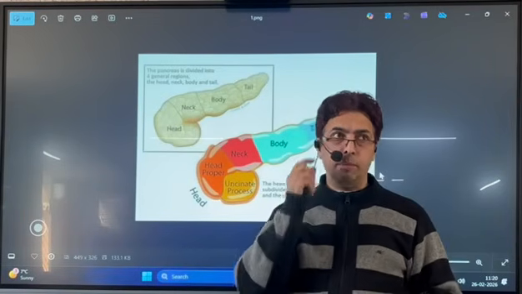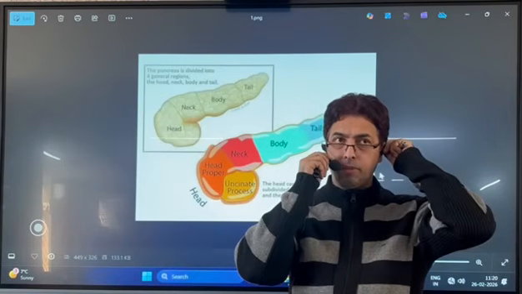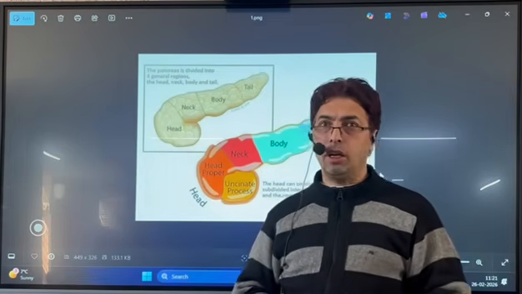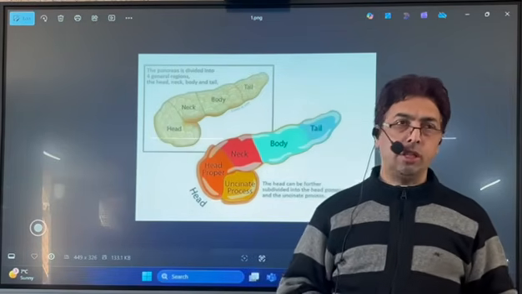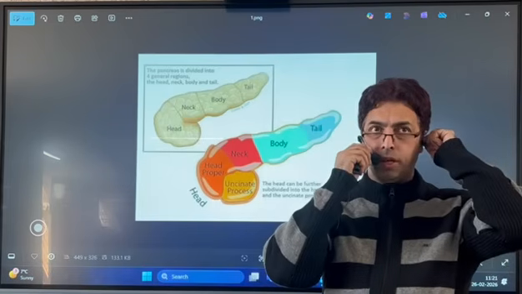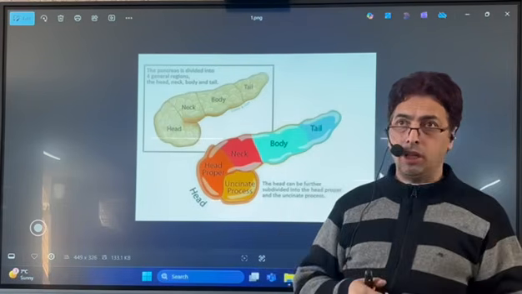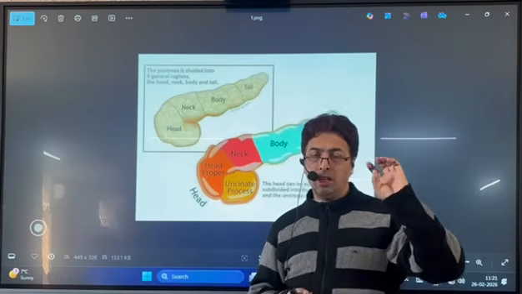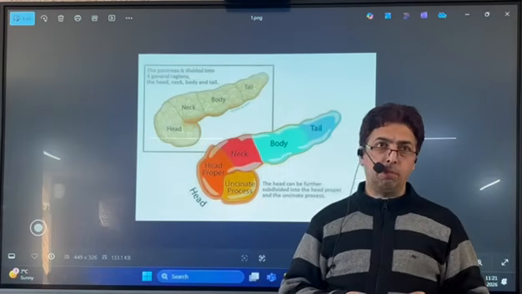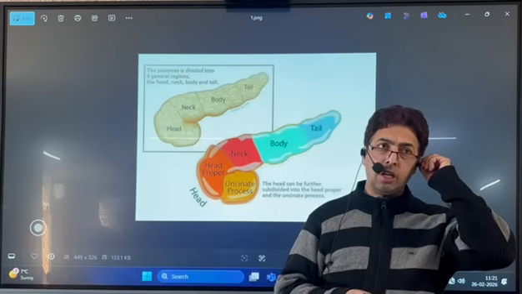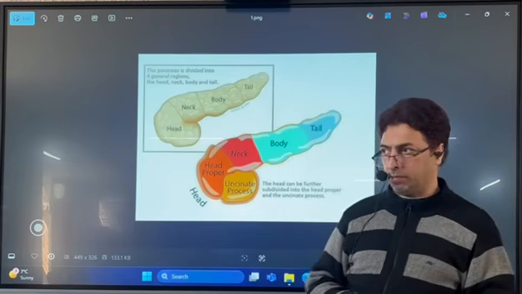So today I'll be taking the pancreas with you, okay? As far as the pancreas is concerned, it is another intra-abdominal organ which we will be discussing today. I'll be going through the anatomical points, the relations, the surgical anatomy, and the medical aspects related to the pancreas.